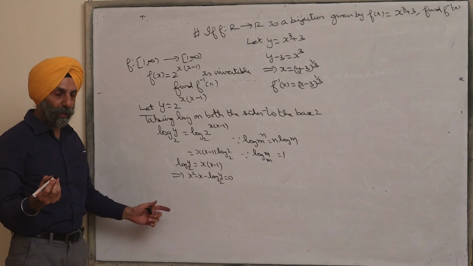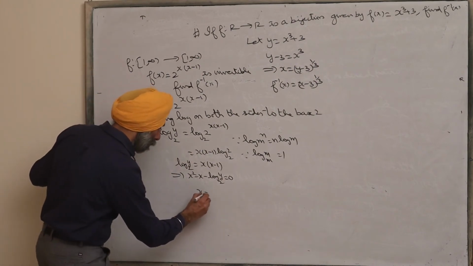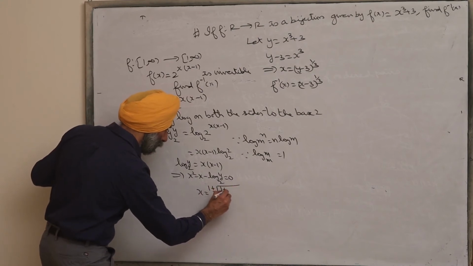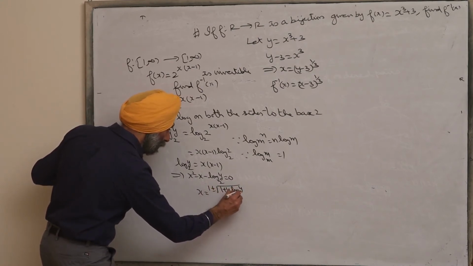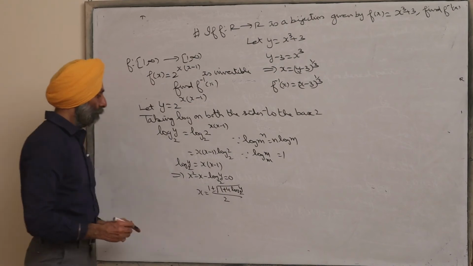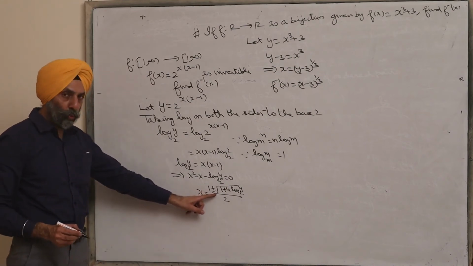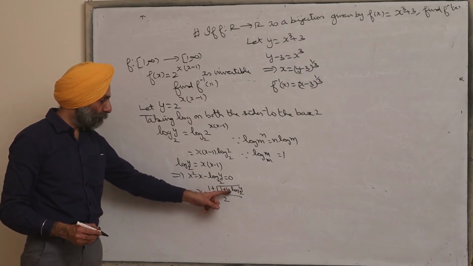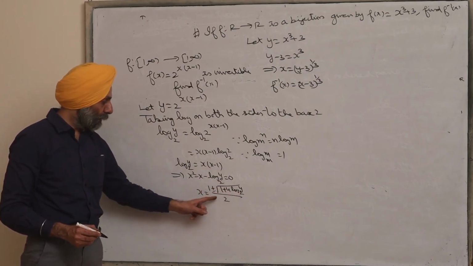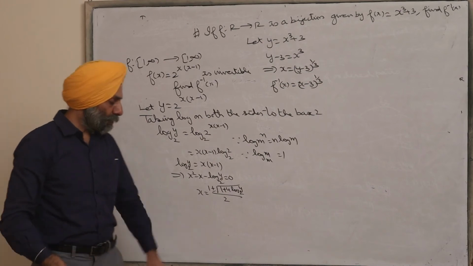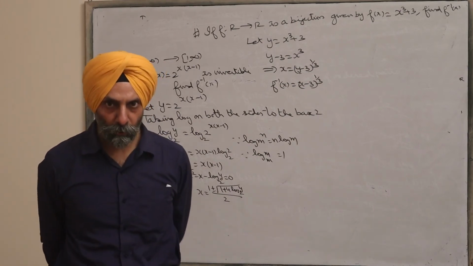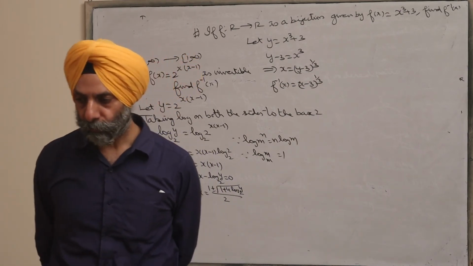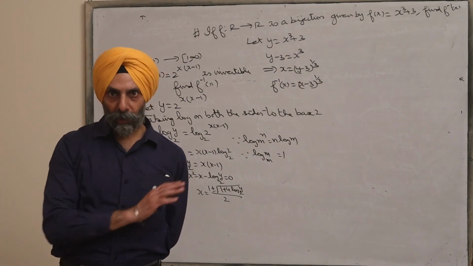So this is a quadratic in x. So using the discriminant method, minus b plus minus root of b square minus 4ac over 2a. So now you are getting two values of x. One is (1 plus under root of 1 plus 4 log y to the base 2) upon 2. Other is (1 minus under root of 1 plus 4 log y to the base 2) upon 2. Now straight away I can write down the answer.